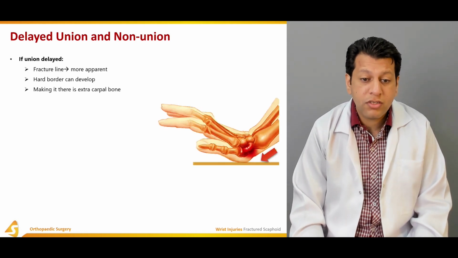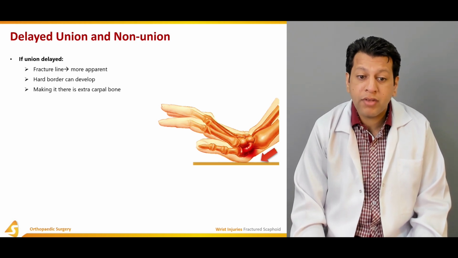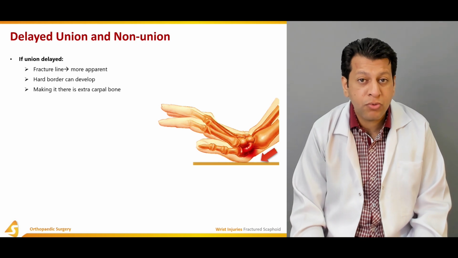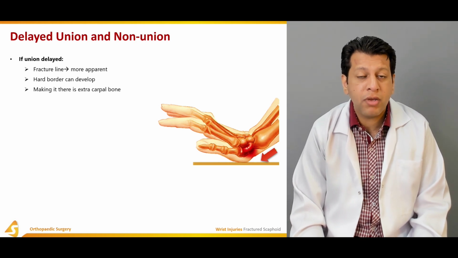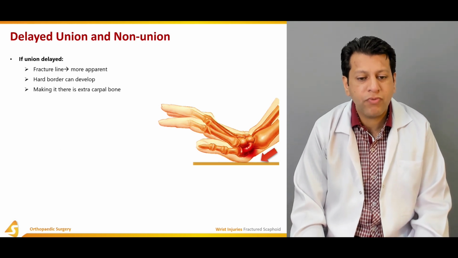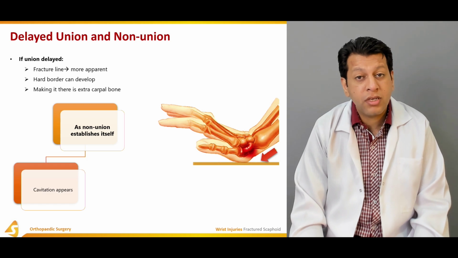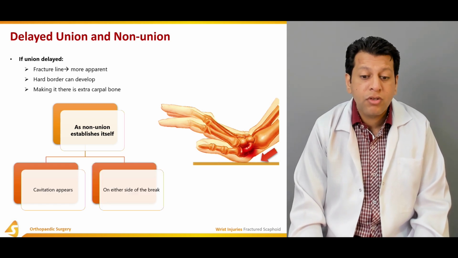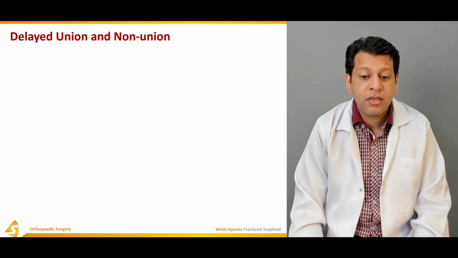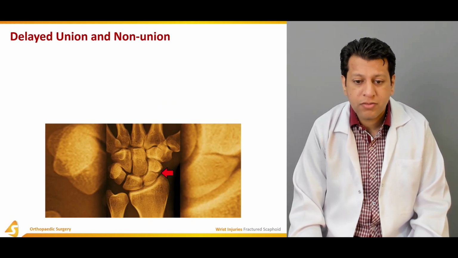If the union is delayed, the fracture line is more apparent and harder bone can develop, making it an extra carpal bone, which is very easily palpable, as if this is probably not one scaphoid, there are two scaphoids due to the fracture. As the non-union establishes itself, there is usually an appearance of cavitation on either side of the break, and this can be very clearly seen on the X-rays.